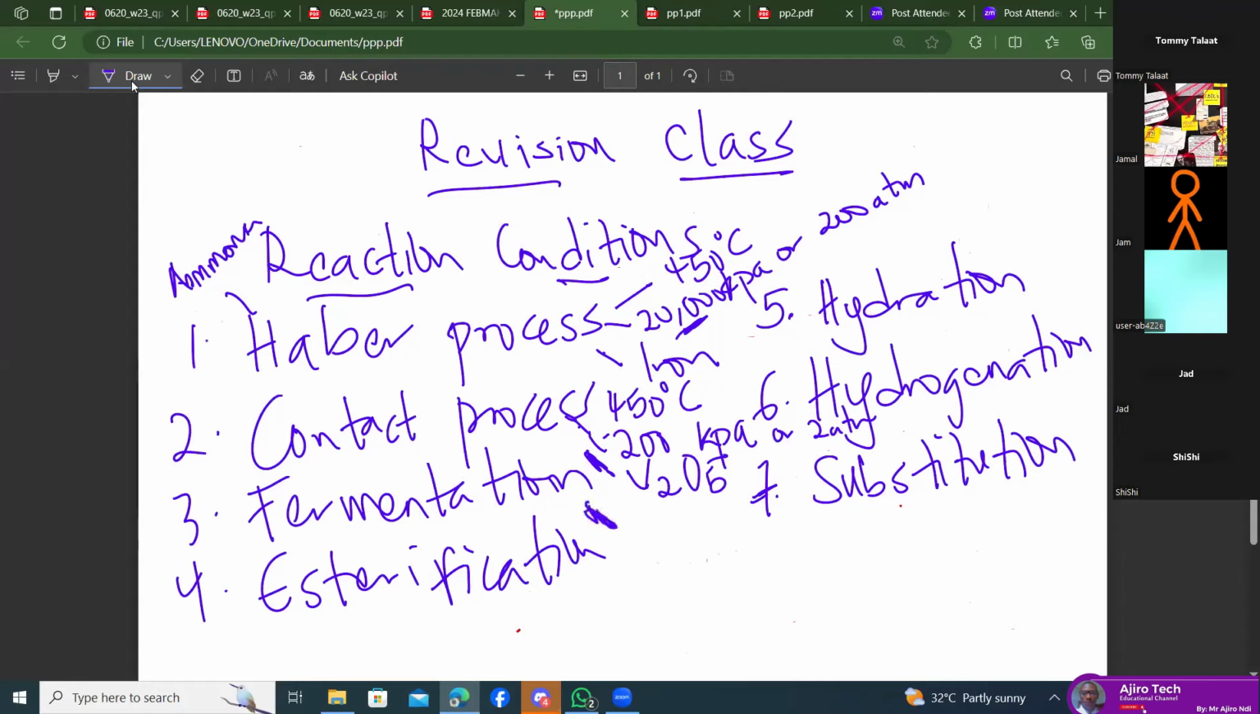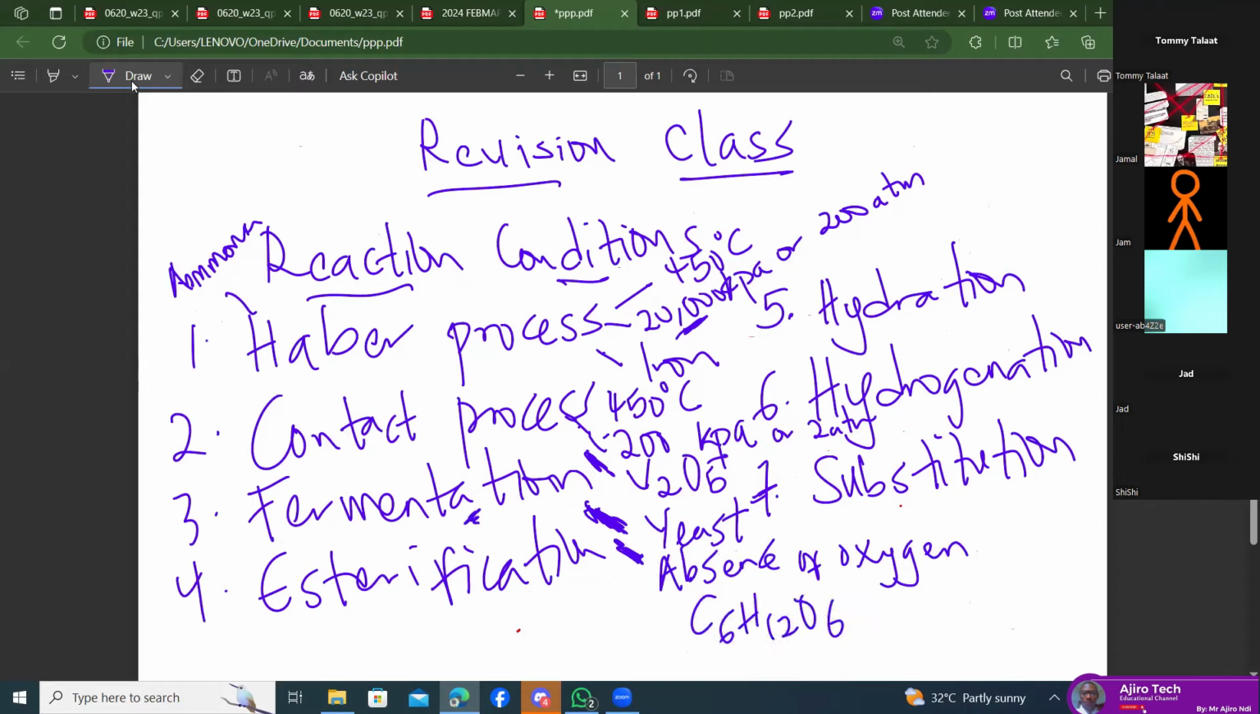Then we also have the fermentation process. Fermentation is the process by which glucose is broken down to produce alcohol and carbon dioxide. What are the conditions needed for fermentation? What you need is yeast, which is the enzyme there. And you equally need the reaction to take place in the absence of oxygen. So absence of oxygen is equally important. Of course, you know that your reactant is glucose, C6H12O6.